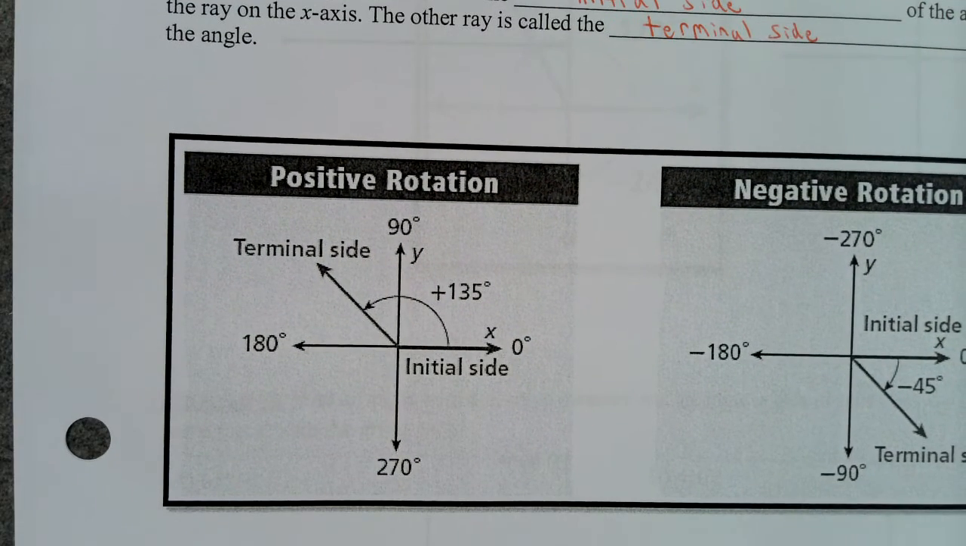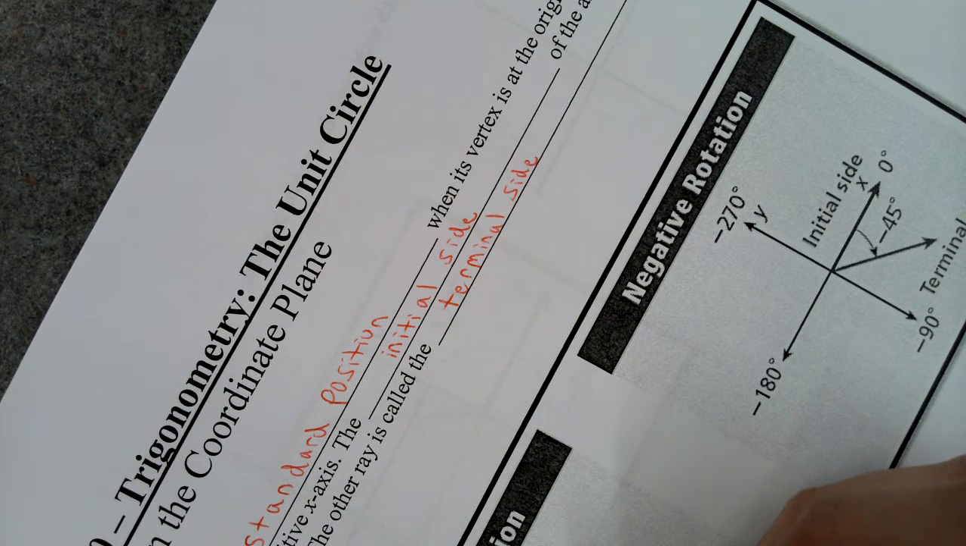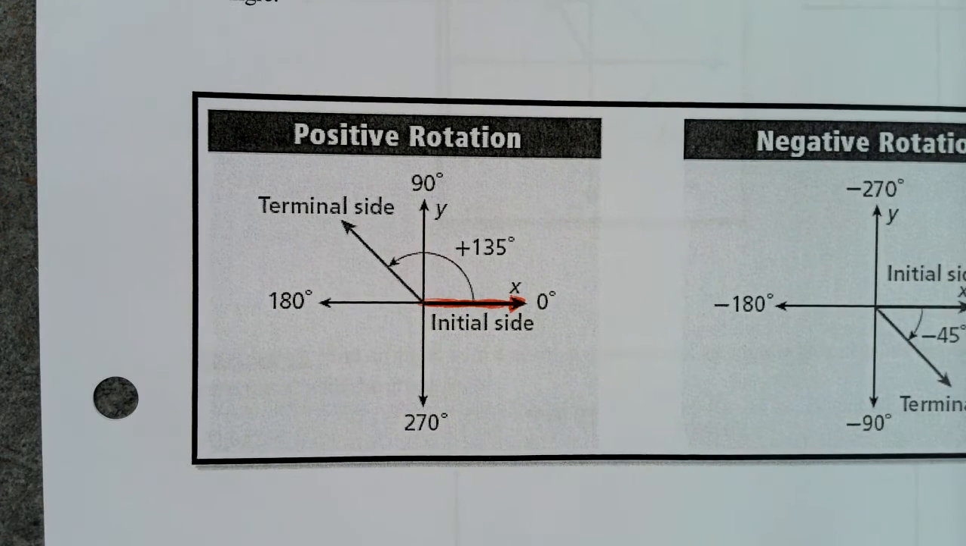Let's start with the positive rotation. So I'm going to color the initial side in red. Let me do that in red so you can see it, because this is not in color. The copiers at the school are not in color. Okay, that's the initial side right there in red. And this is going to be the terminal side in blue.